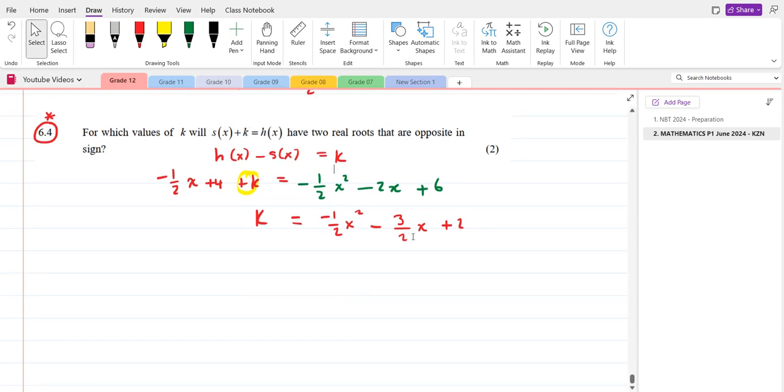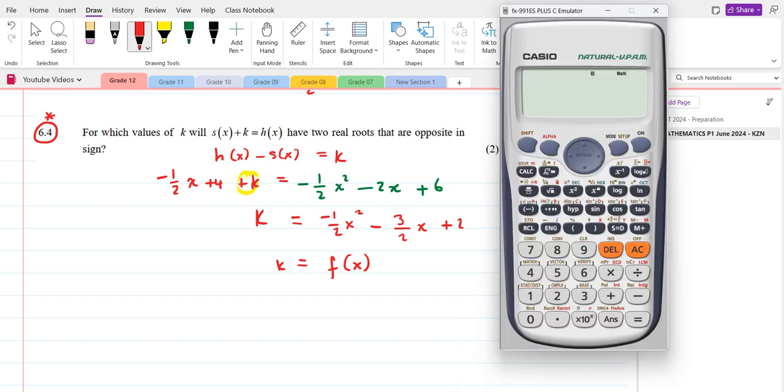Minus half x squared minus 3 over 2x plus 2. Right, what I'm going to do is solve with my method, because I've got a new function f of x equal to k. I'm going to draw this graph. So y-intercept is 2 and it's a sad face, minus b over 2a. So I want the turning point here. I'm just going to put it into the calculator. 5 3, minus half, minus 3 over 2 and 2. My x-intercepts are 1 and minus 4.